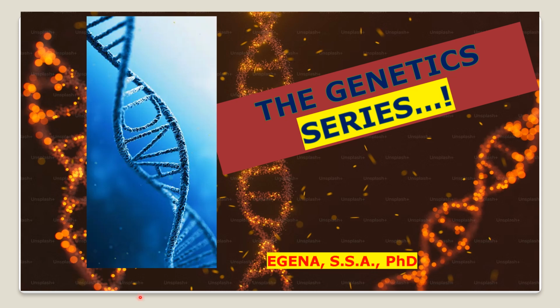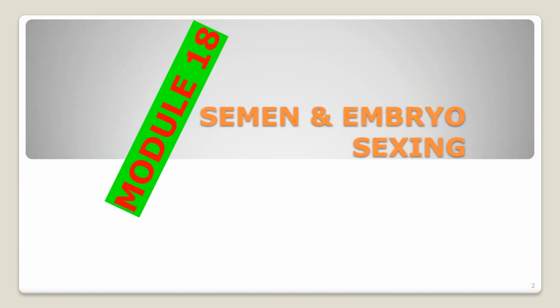Okay, students, welcome back to the genetics series. We continue our study of genetics as applied to animal breeding for the improvement of animals. Today we're looking at module 18. Here we'll be talking about semen and embryo sex.